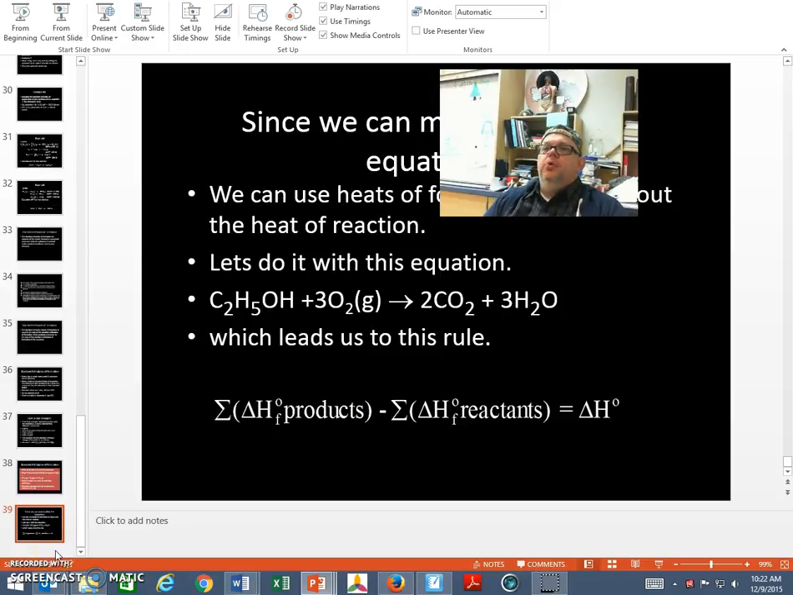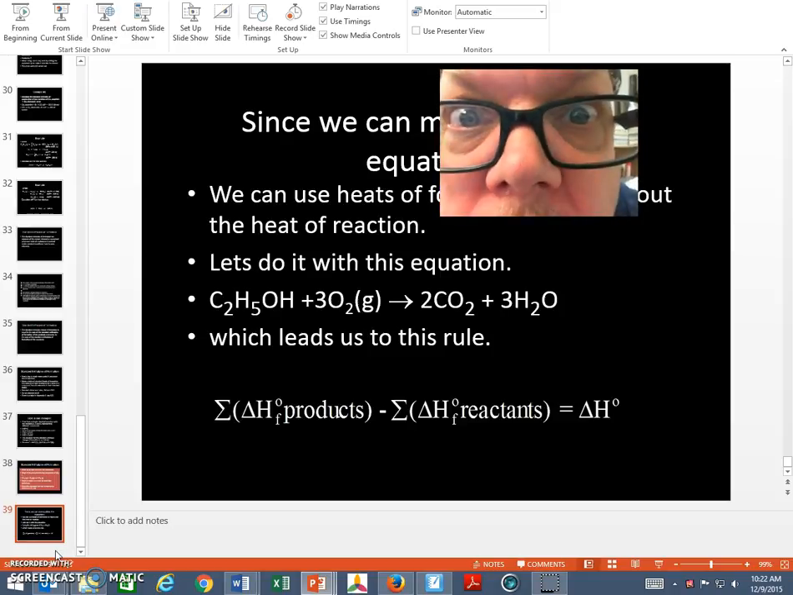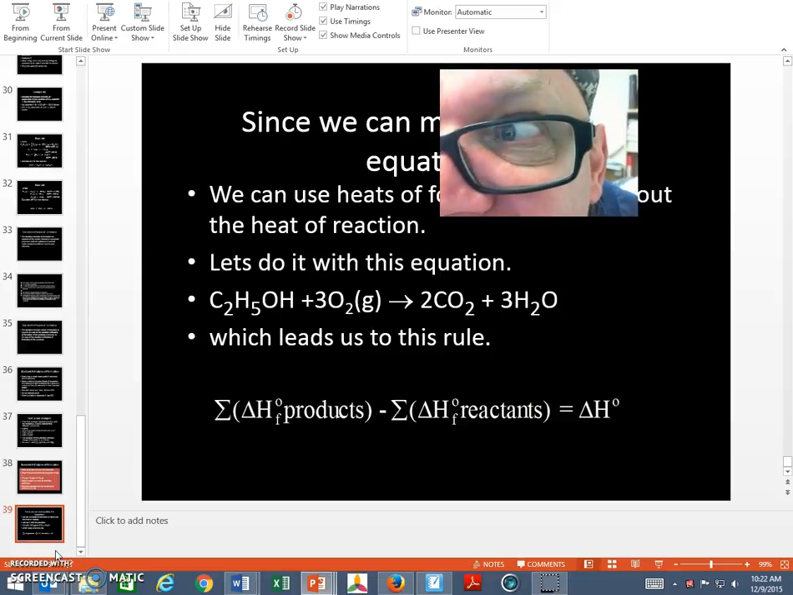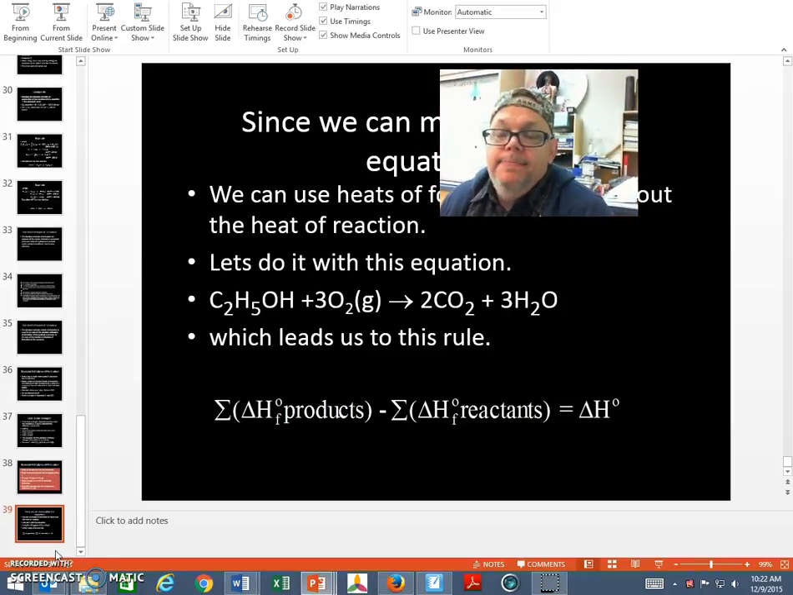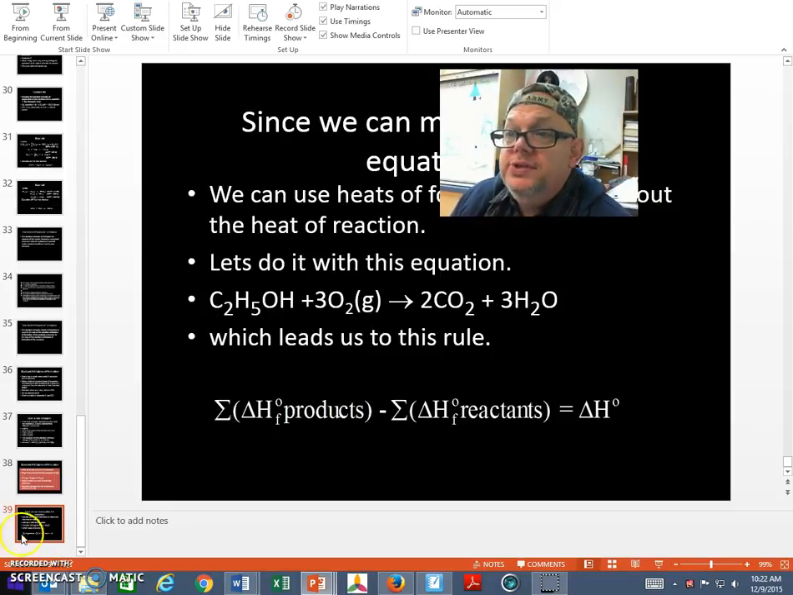We can mess around with the equations, that's great. But we can use the heats of formation to figure out the heat of reaction. You say, wait a minute, you're using heat! What's happening? We're being invaded by aliens. Don't freak out. When they say heat of formation or heat of reaction, it's basically the same thing as delta H. Enthalpy! Yeah, it's the same. And my time is running out, so let's do it with this equation here.